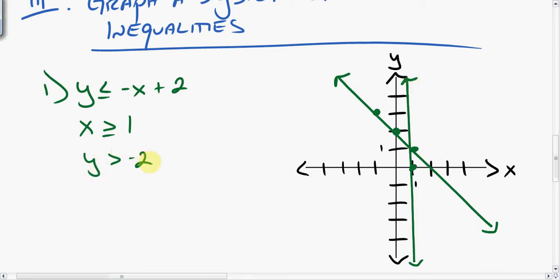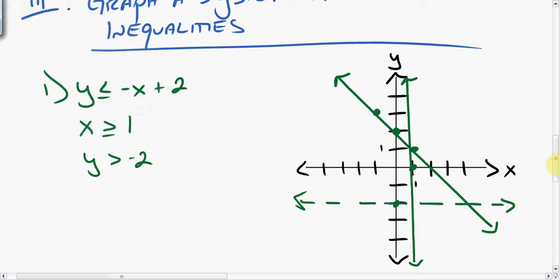And lastly, we have y is greater than -2. So I plot a point on the y-axis, because again, just one variable. And we know when we have a point simply on the y-axis, we're going to have a horizontal line. There's no equal to here, so this is going to be a dashed line passing through y equals -2. So we've got our 3 lines drawn. Now we need to test our shading.